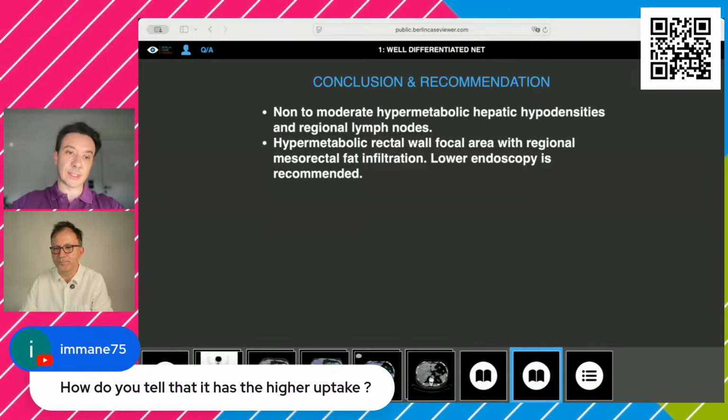I do visual assessment. I don't use SUV. So it depends on what I'm looking at. If it's, for example, a lymph node or a lesion in the abdomen, I check the background activity. If it's higher than the background activity, I don't usually use the liver as a reference unless the patient is overweight, because this can overestimate the SUV values.